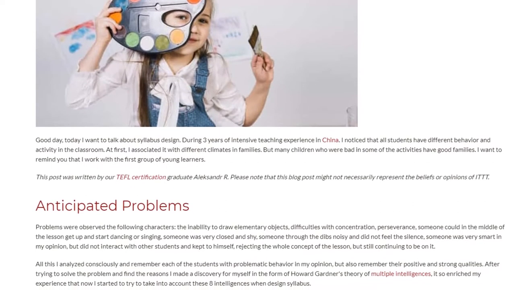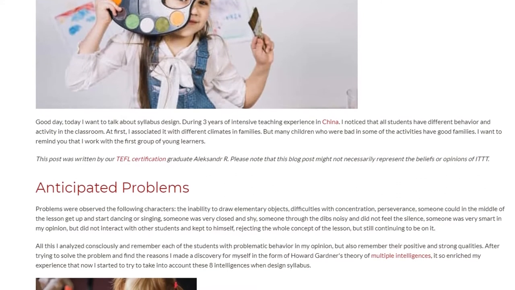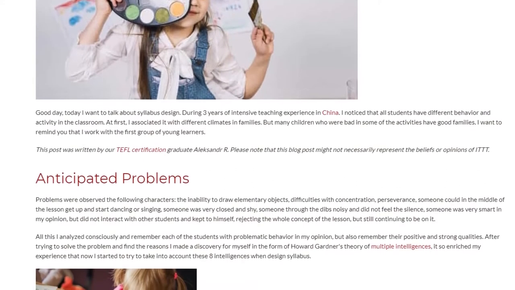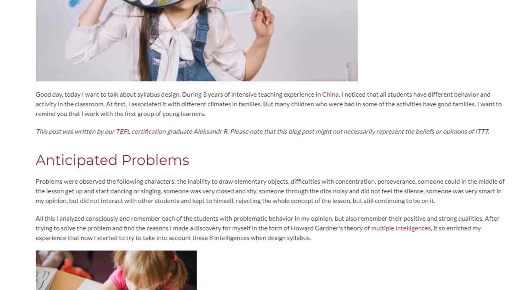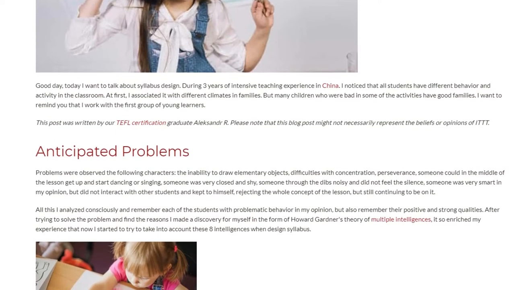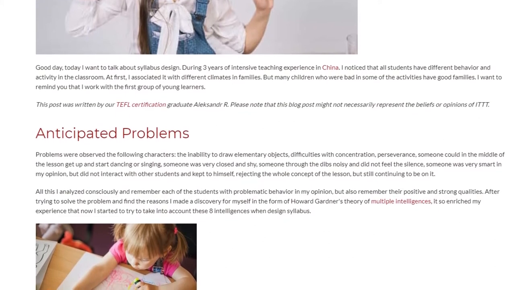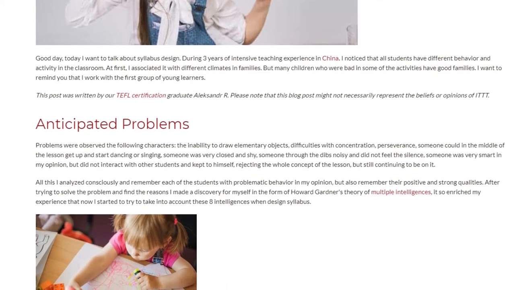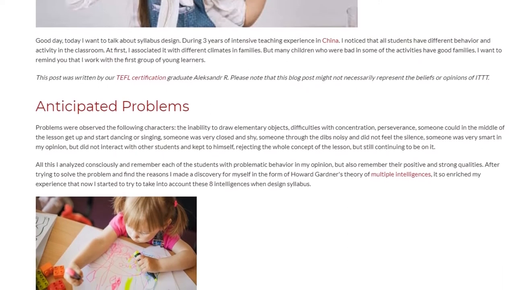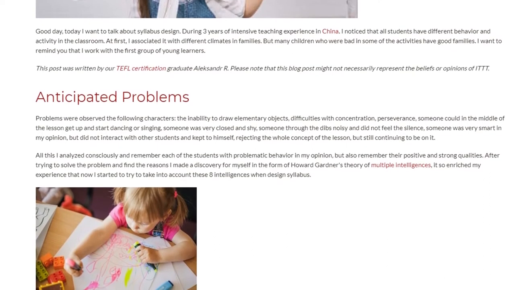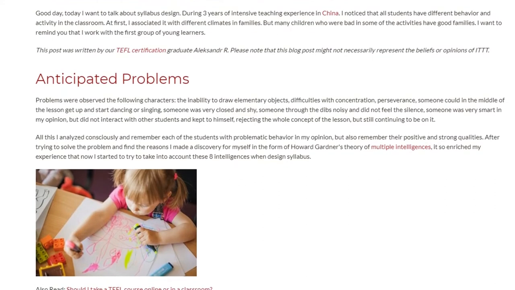Anticipated problems. Problems were observed with the following characters: the inability to draw elementary objects, difficulties with concentration and perseverance. Someone could, in the middle of the lesson, get up and start dancing or singing. Someone was very closed and shy, someone was noisy and did not feel the silence, someone was very smart in my opinion but did not interact with other students and kept to himself, rejecting the whole concept of the lesson but still continuing to be on it.